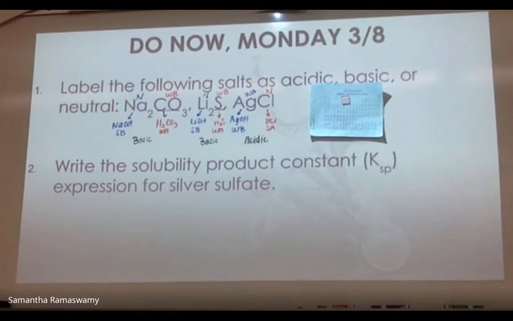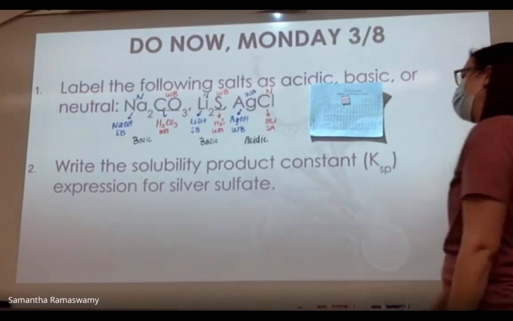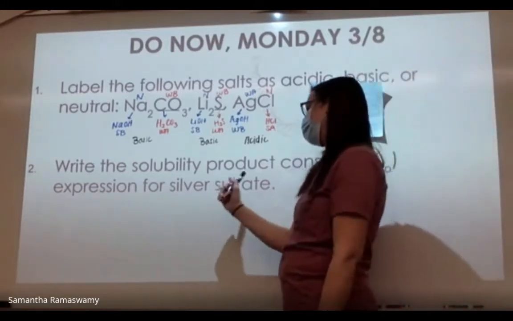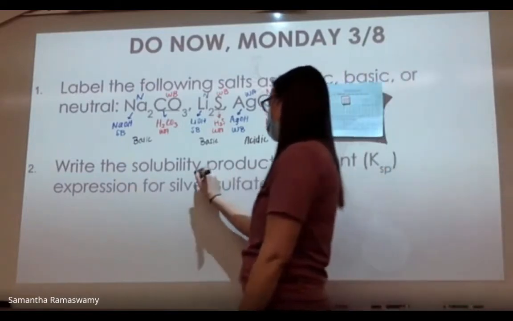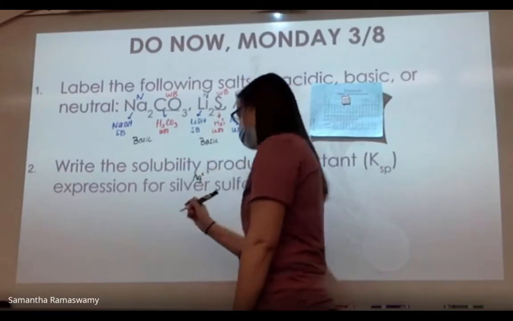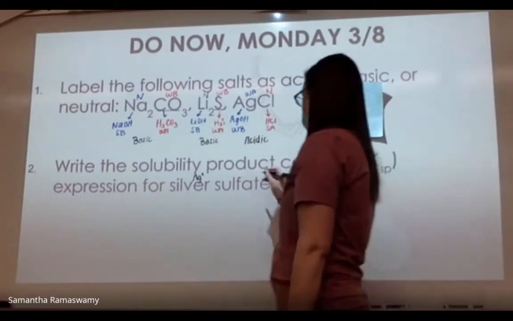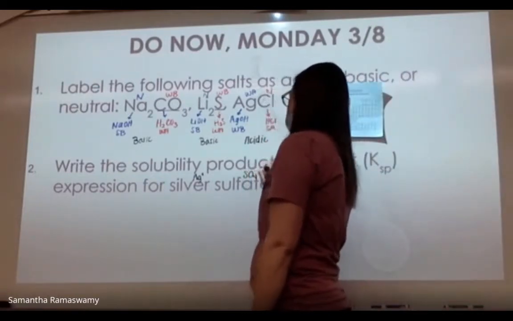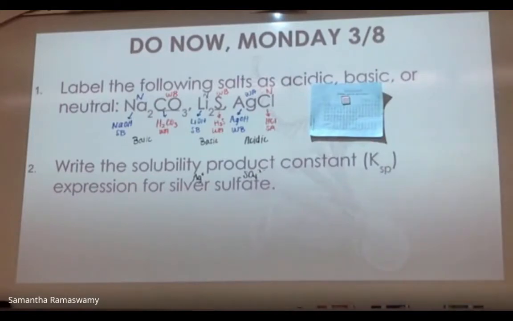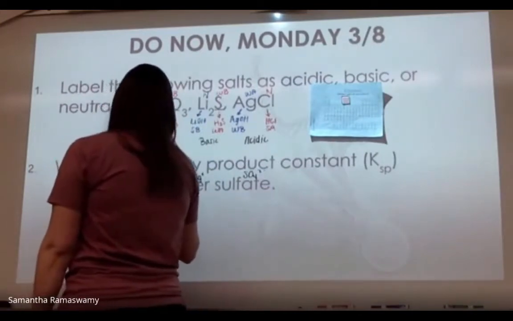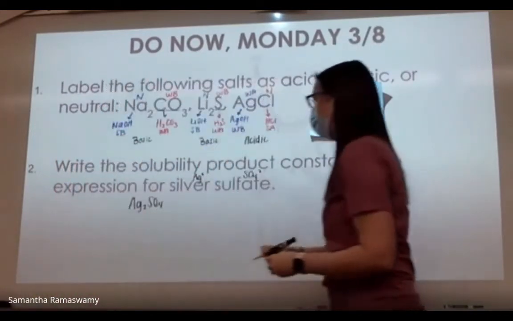Then number 2, so this is kind of looking ahead to what we're going to focus on today. It says write the solubility product constant, that's Ksp. So write the Ksp expression for silver sulfate. So start by writing the formula for silver sulfate. So silver is Ag, carries a +1 charge. Silver always carries a +1 charge. Can never have any other charge. Sulfate, SO4 2-. So if you crisscross those to write the formula, silver sulfate is Ag2SO4.